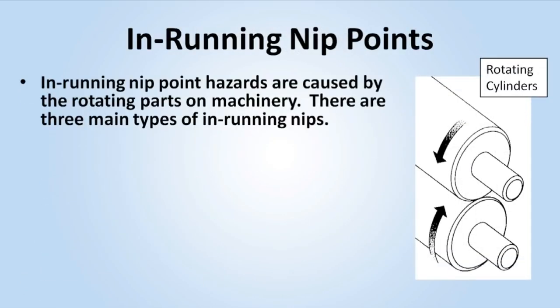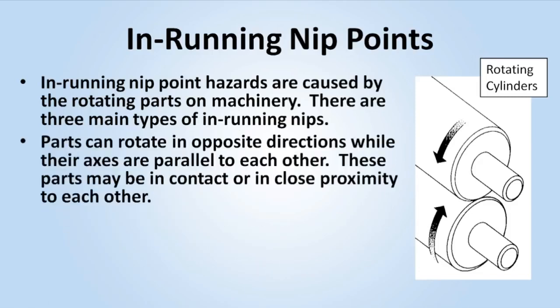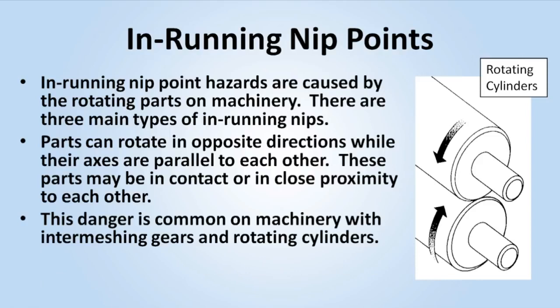In-running nip point hazards are caused by the rotating parts on machinery. There are three main types of in-running nips. Parts can rotate in opposite directions while their axes are parallel to each other. These parts may be in contact, producing a nip point, or in close proximity to each other, where the stock fed between the rolls produces the nip points. This danger is common on machinery with intermeshing gears and rotating cylinders.